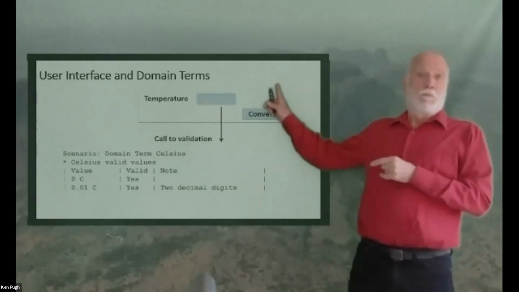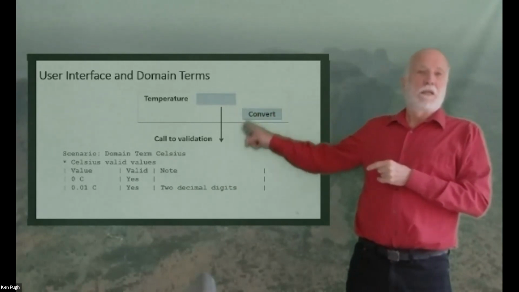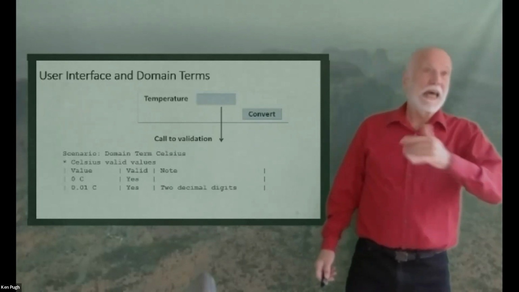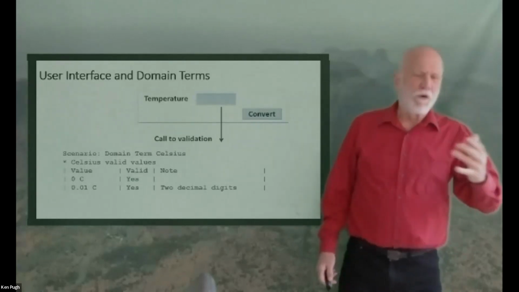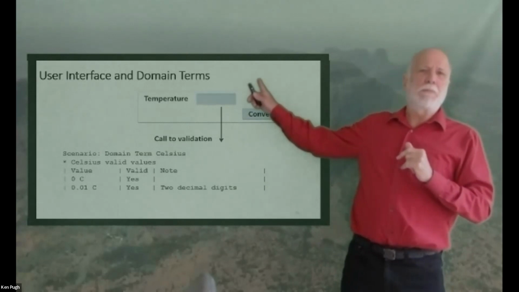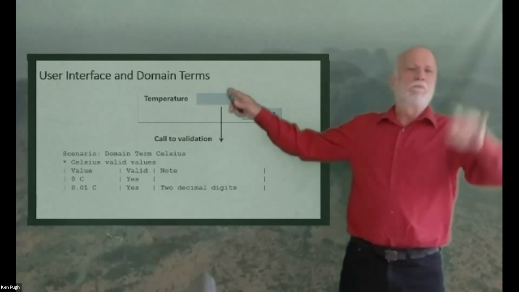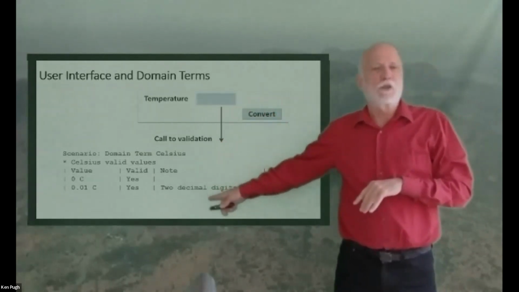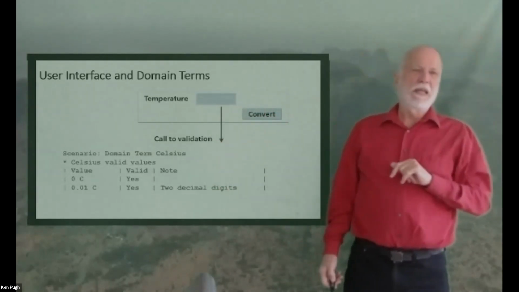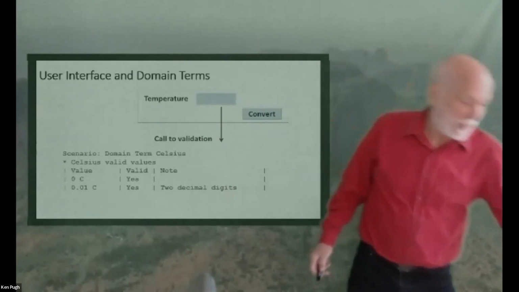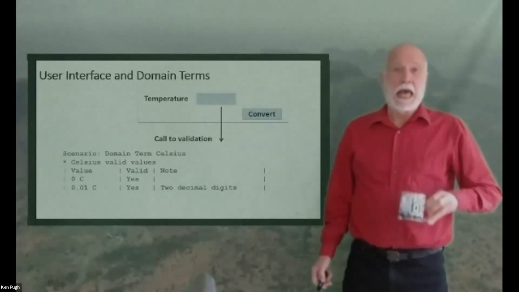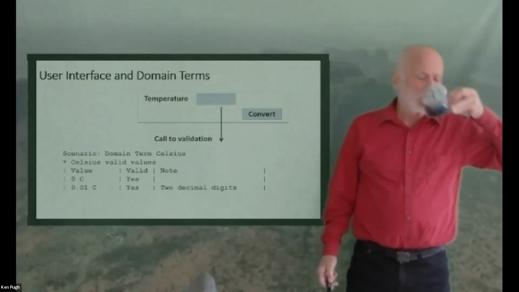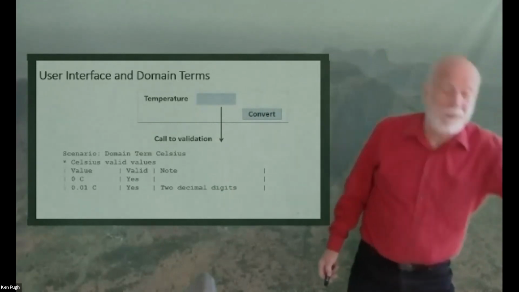And that user interface calls that validation. You don't have to test 400 values inside of temperature. You test 2, one that is good and one that is bad, and you test all the rest through your domain terms. And once again, unless it is absolutely critical that every single value needs to be tested.